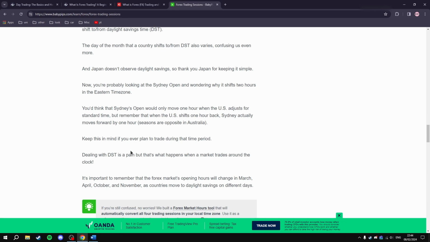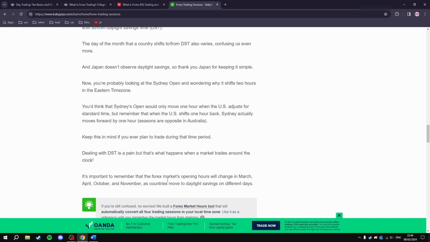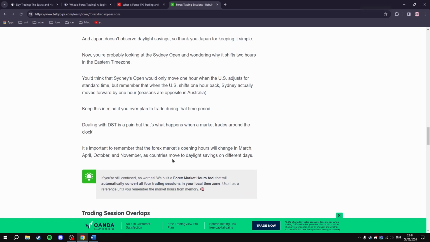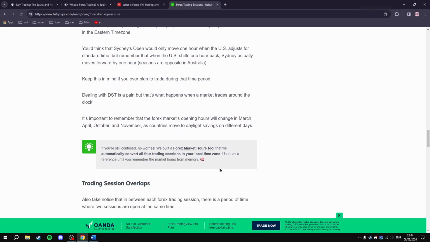It's important to remember that the Forex market opening hours will change in March, April, October and November as countries move to daylight saving times on different days.